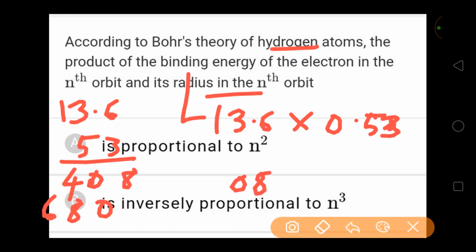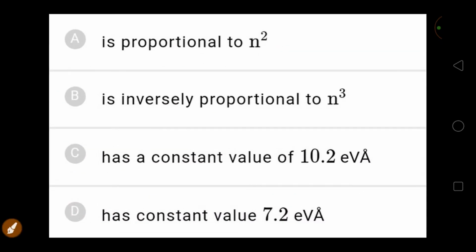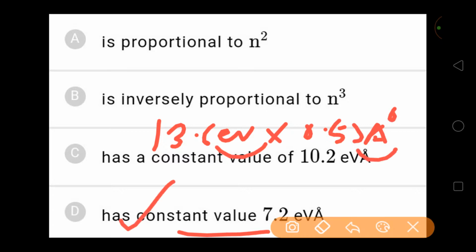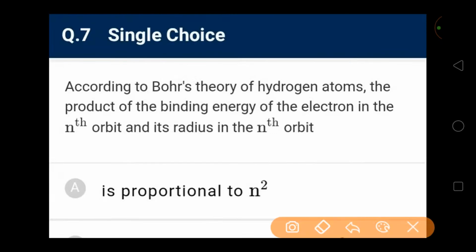So it comes out to be 7.208. So more or less 7.2, because 13.6 electron volt into 0.53 Angstrom. So 7.2 electron volt Angstrom. This is correct. So seventh one, D.